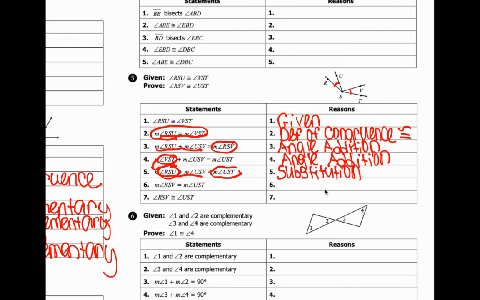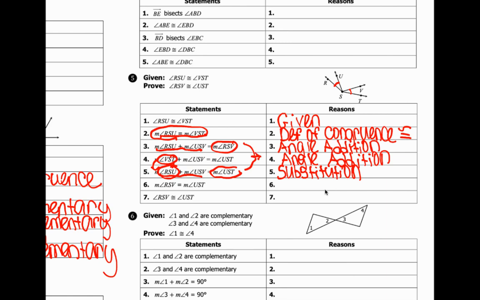Then they said, well, if those two angles are equal to each other, then their measures are going to have to be equal to each other. So on that one, they're using the transitive property, or you could do substitution. Because they already identified that UST is equal to RSV by lines 3 and 5. So notice how the left side is equal to each other. So that's how we knew that.